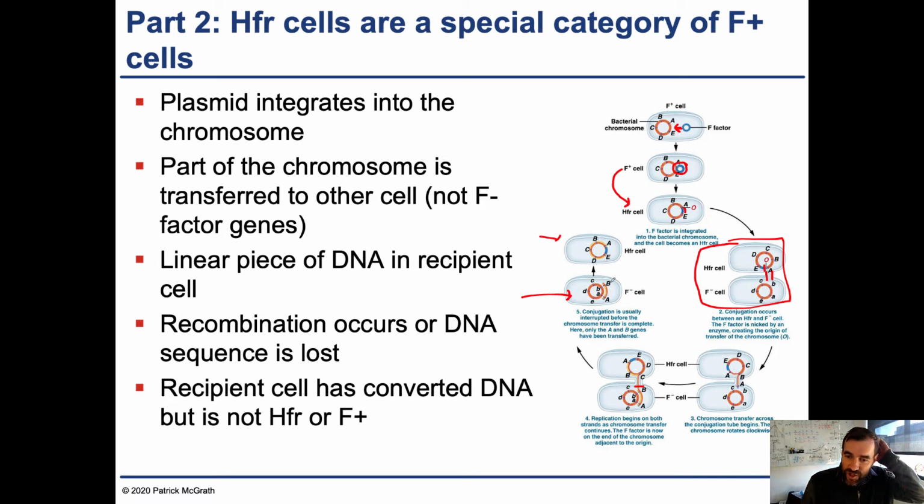But what you can have happen is what's called recombination. And so recombination can occur where this chromosome gets replaced by the linear piece of DNA. And so you end up creating this chimeric version of the chromosome that has the alleles from the donor cell integrated into its chromosome, and then it basically loses this B and A right here.